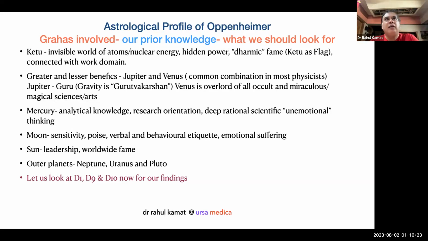Jupiter and Venus both are an extremely common combination in many physicists. You will find opposition, you will find conjunction, we will find very peculiar and very specific and brilliant combinations of Jupiter and Venus in his chart. We are going to be looking for it, of course.